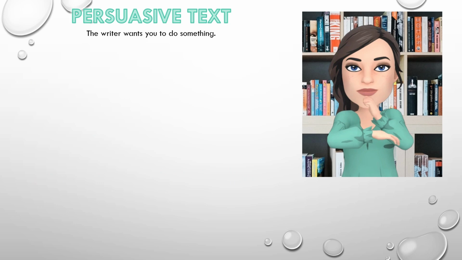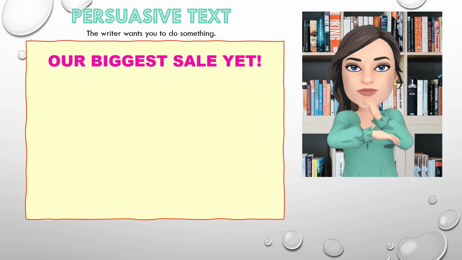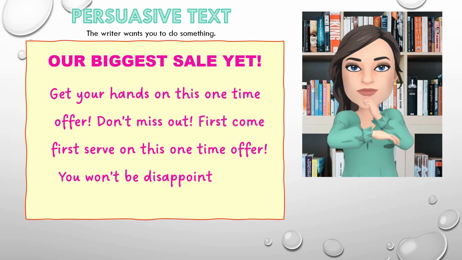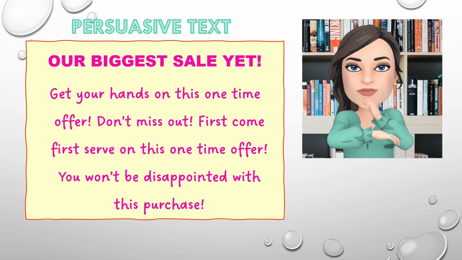Persuasive text. Let's look at an example. Our biggest sale yet. Get your hands on this one-time offer. Don't miss out. First come, first serve on this one-time offer. You won't be disappointed with this purchase. Let's analyse this piece of persuasive text. To analyse means to pull apart for further investigation.